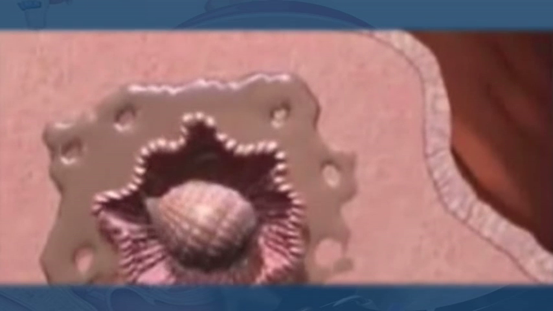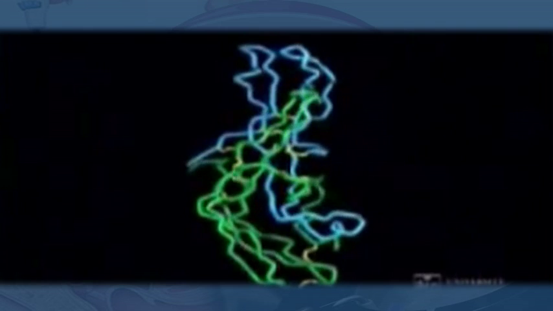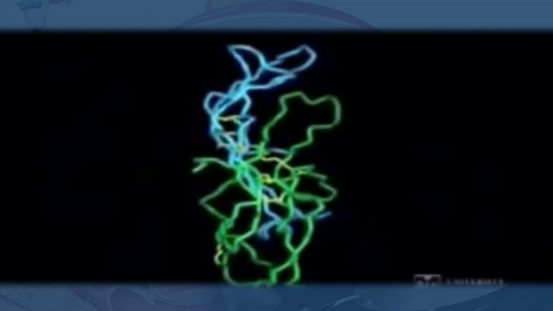The growing embryo begins to produce a hormone called human chorionic gonadotropin, referred to as HCG, the substance detected by a pregnancy test. HCG directs maternal hormones to interrupt the normal menstrual cycle, allowing pregnancy to continue.